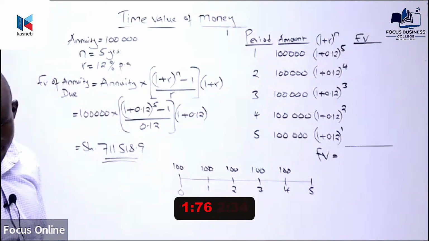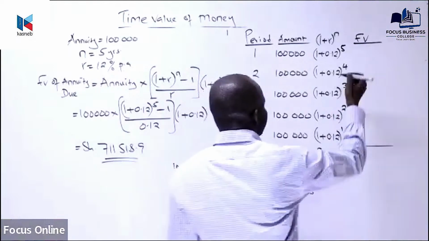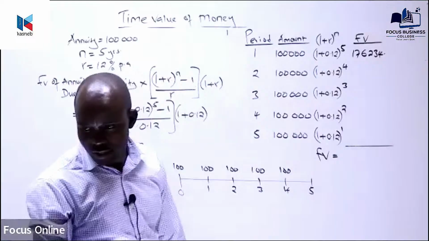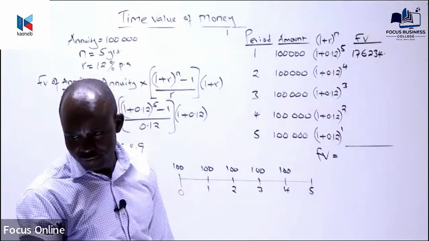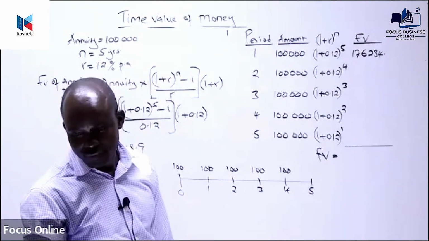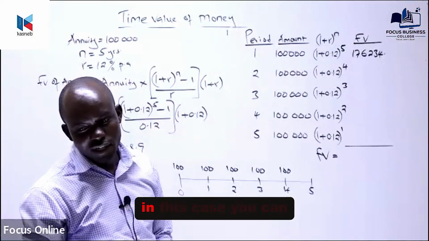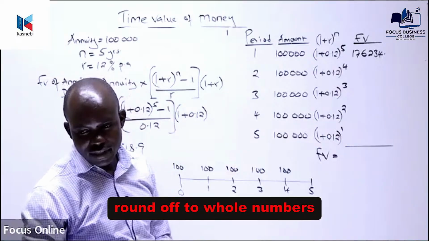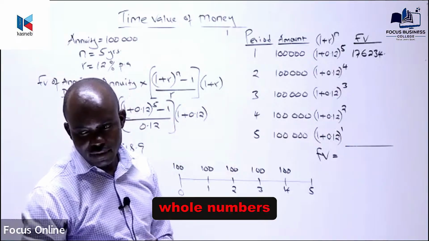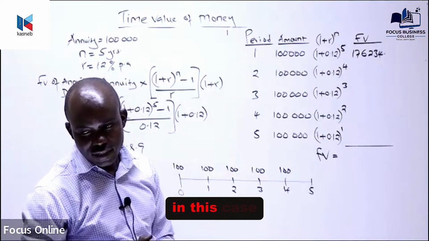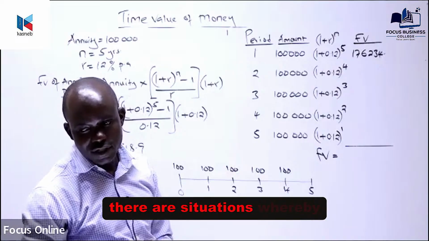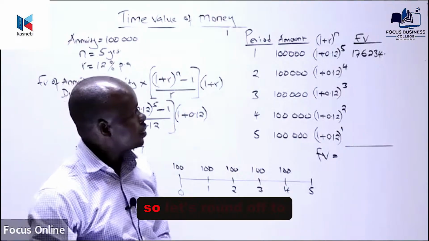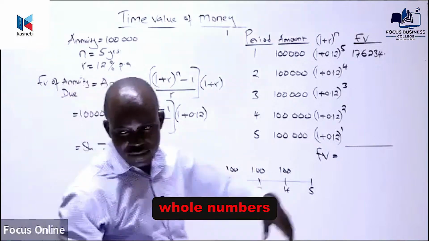On 176,034 point... In this case you can round off to whole numbers. In this case, there are situations whereby the decimal points will be required. So let's round off to whole numbers.